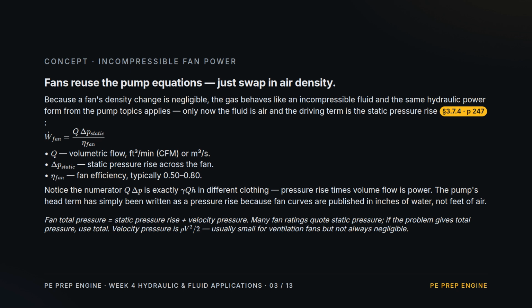That numerator, Q times delta P, is exactly gamma QH rewritten. Pressure rise times volume flow is power. It only looks different because fan curves are published in inches of water, not feet of air. And fan total pressure is static plus velocity. Use whichever the problem hands you.